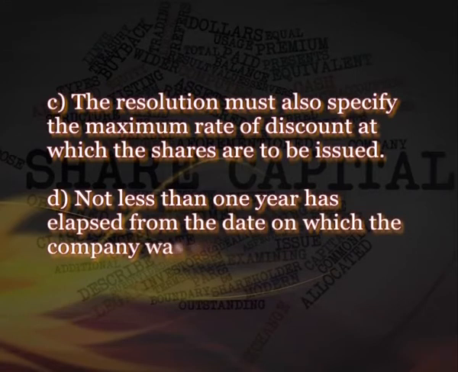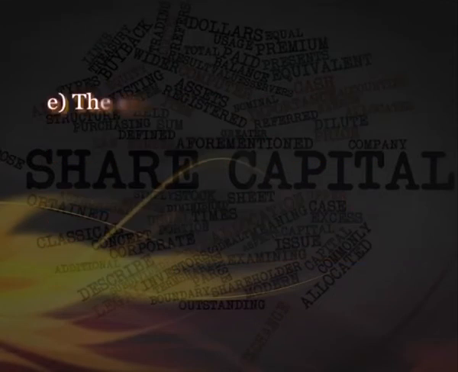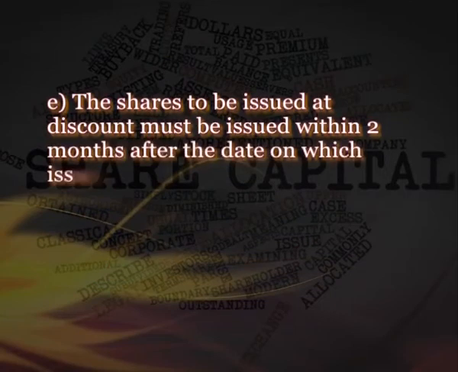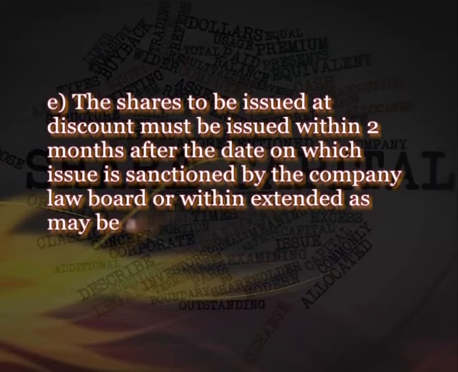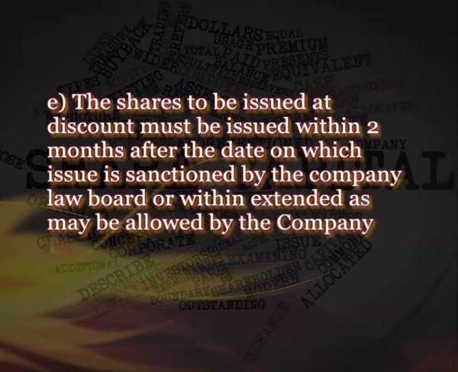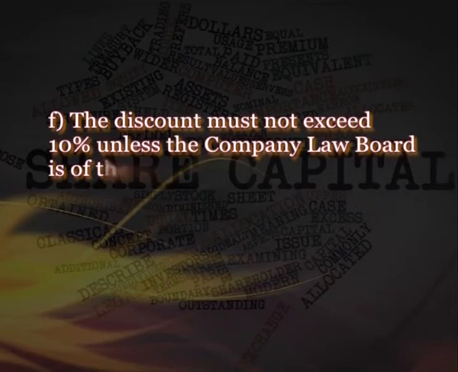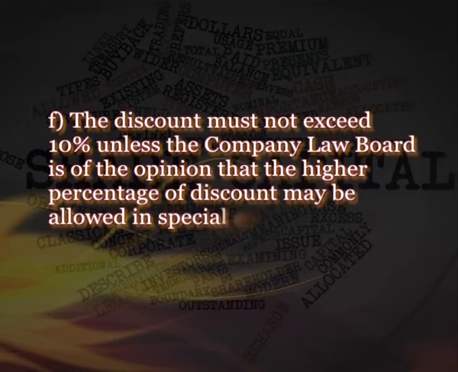D. Not less than 1 year has elapsed from the date on which the company was entitled to commence the business. E. The shares to be issued at discount must be issued within 2 months after the date on which issue is sanctioned by the Company Law Board or within such extended time as may be allowed by the Company Law Board. F. The discount must not exceed 10% unless the Company Law Board is of the opinion that a higher percentage of discount may be allowed in special circumstances of the case.